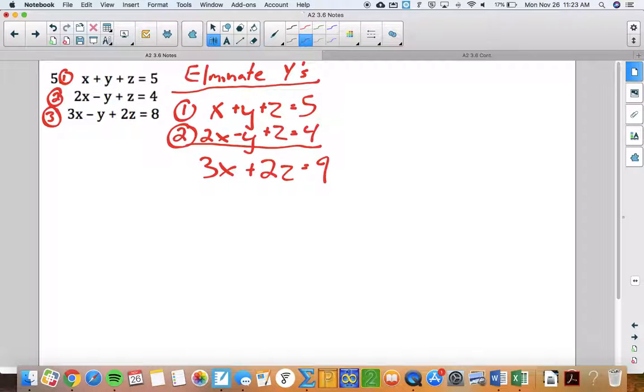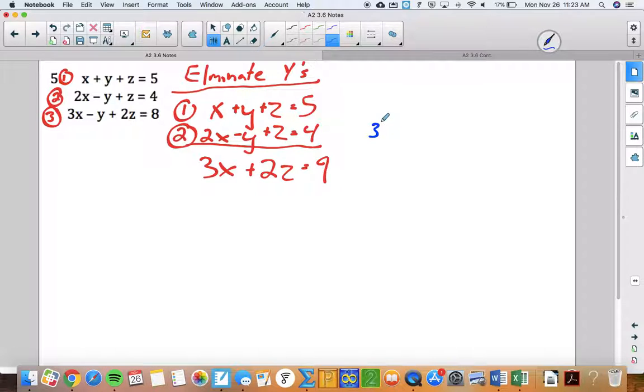So just hang on to that equation, folks. Just let it sit there. That's the combination of equations 1 and 2. And if I had to multiply, it'd still be a combination of multiples of equations 1 and 2. But I need to do that same process using equation number 3.